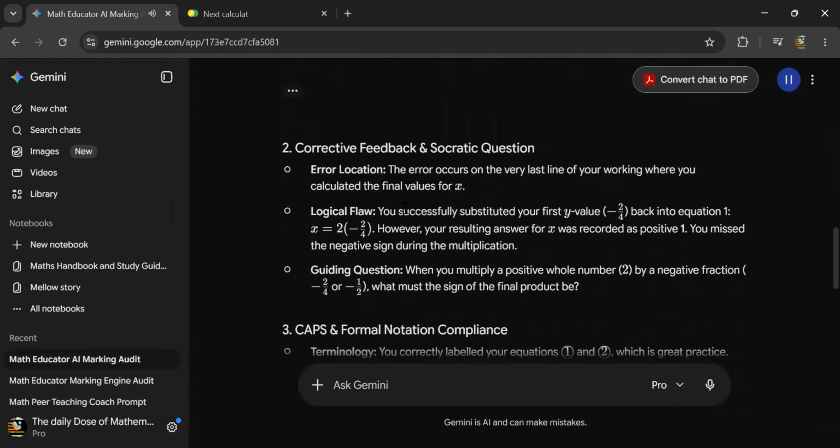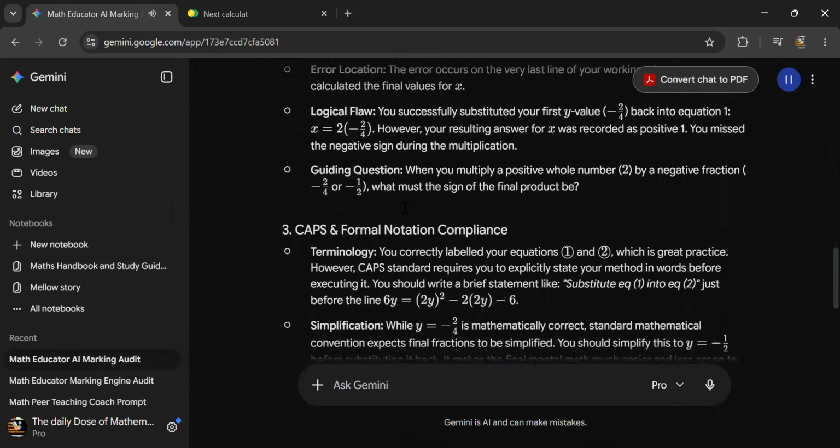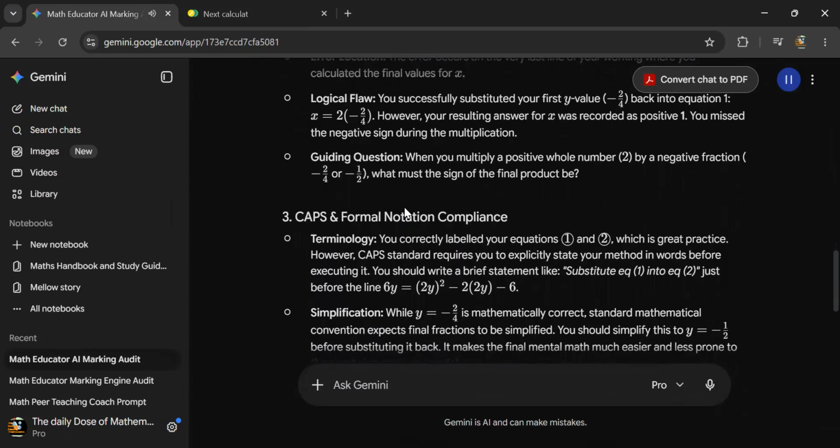2. Corrective feedback and Socratic question. Error location. The error occurs on the very last line of your working where you calculated the final values for x. Logical flaw. You successfully substituted your first y value back into equation 1, x equals 2 times the fraction, however, your resulting answer for x was recorded as positive 1. You missed the negative sign during the multiplication. Guiding question. When you multiply a positive whole number, 2, by a negative fraction, what must the sign of the final product be?